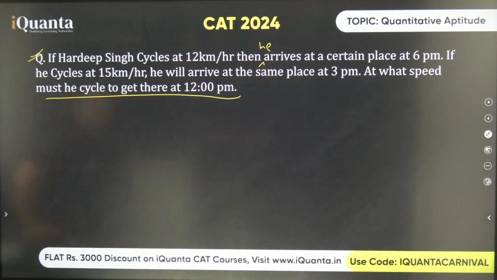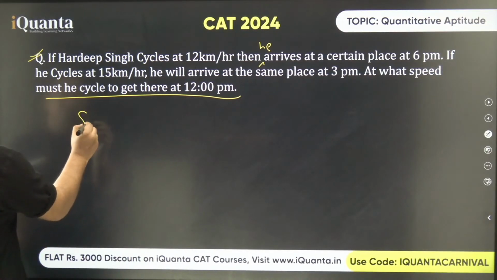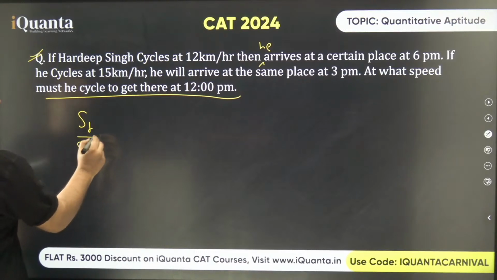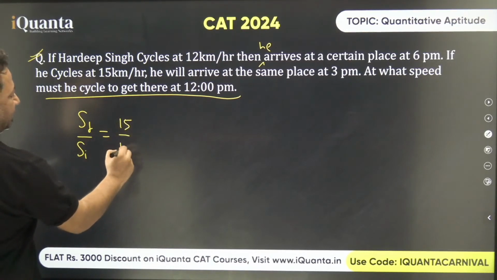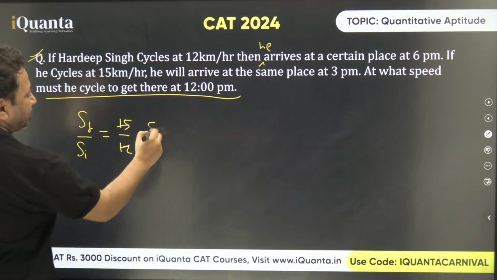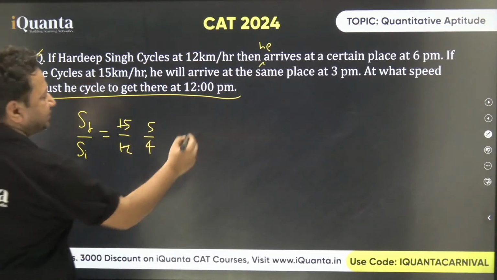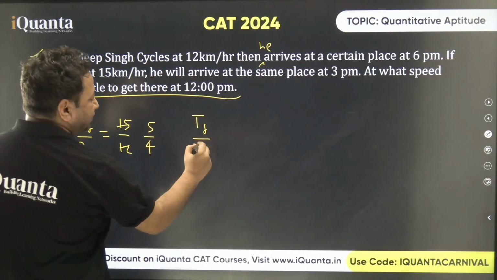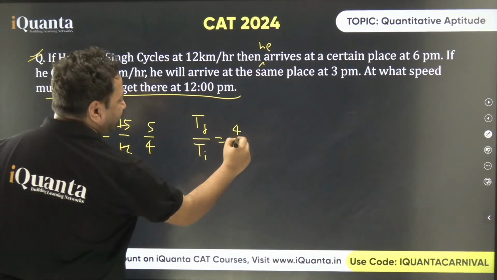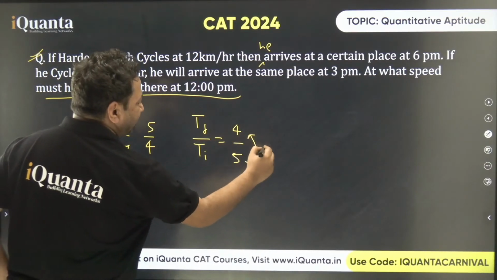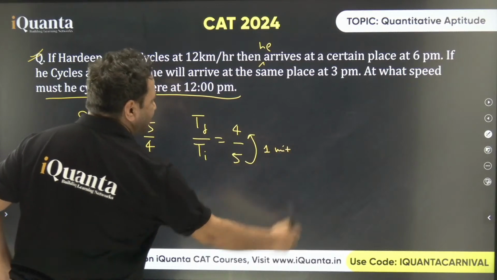By the way, there's one thing that is clear already. The final speed upon the initial speed, if I solve it, I'll get 15 upon 12, which is 5 by 4, which means the final time upon initial time will be equal to 4 by 5. So final time has reduced by 1 unit. That is something which we know.